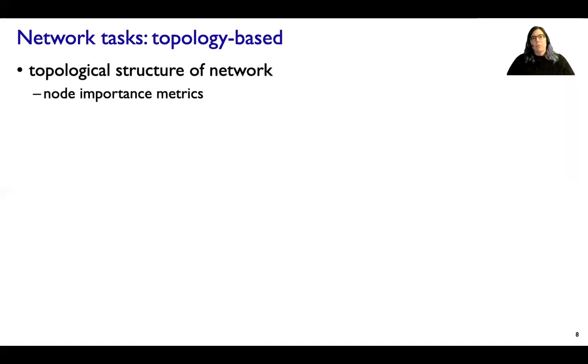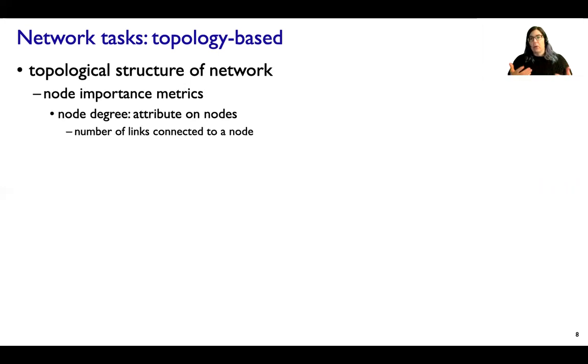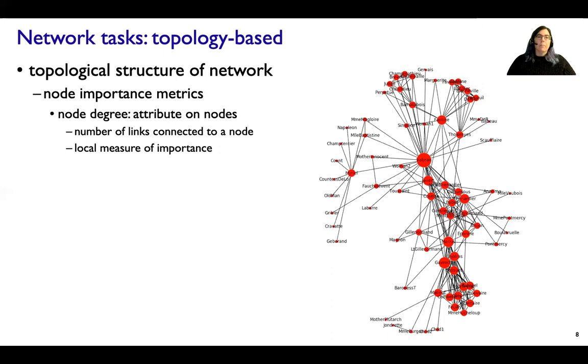So when we're thinking about the topological structure of the network, one way to consider that is node importance metrics, like trying to measure how important a node is in conveying the overall structure of the graph. And one metric that's frequently used is this idea of node degree, an attribute which we can actually just directly compute. Given the topological structure of the graph, we can compute the degree of the node, that is, how many links are connected to it. And it can give us a useful measure of importance.